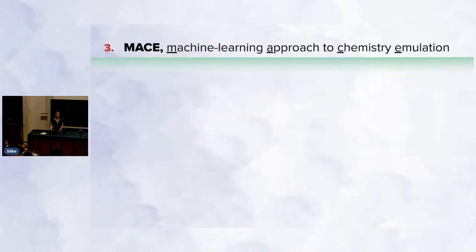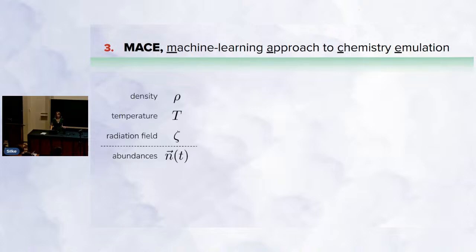So therefore, I introduce you to Maes, which stands for Machine Learning Approach to Chemistry Emulation. So we will find something else basically to do the calculations of the chemistry. So now, how does chemistry usually work? We have some input values, mainly the density, temperature, and radiation field. So that's the physical parameters.